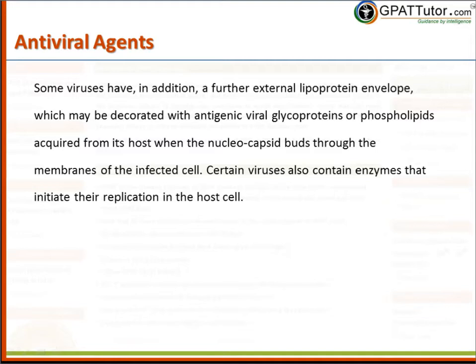Some viruses also have an external lipoprotein envelope or coating, sometimes decorated or characterized by the presence of antigenic glycoproteins or phospholipids. They are acquired when they come out of the host cell during replication. Certain viruses also contain enzymes. Those enzymes play a vital role in protein expression as well as in the replication within the host cell.